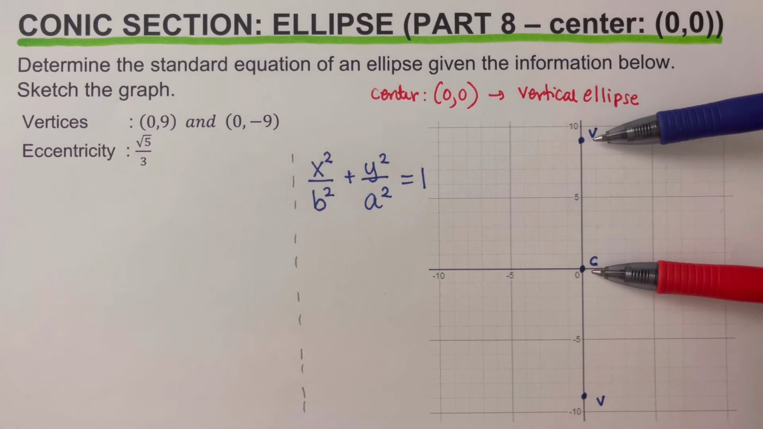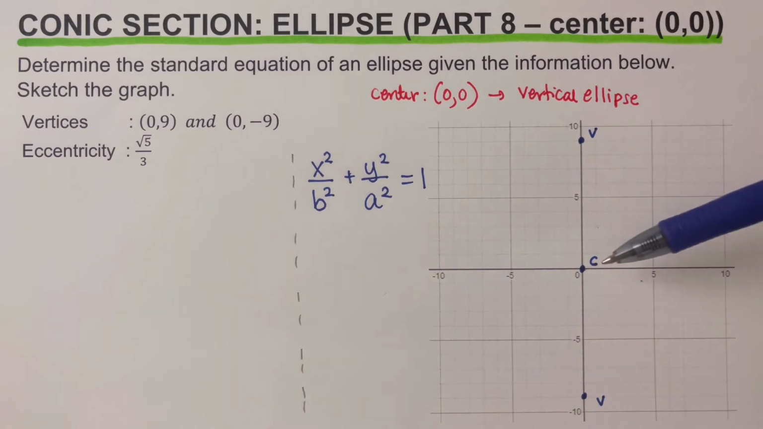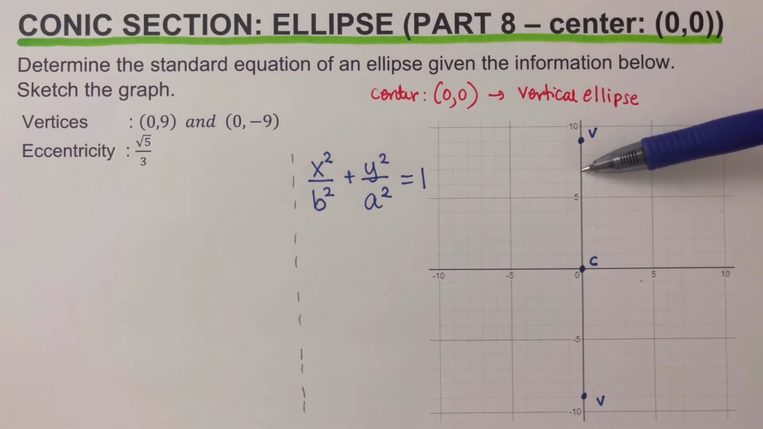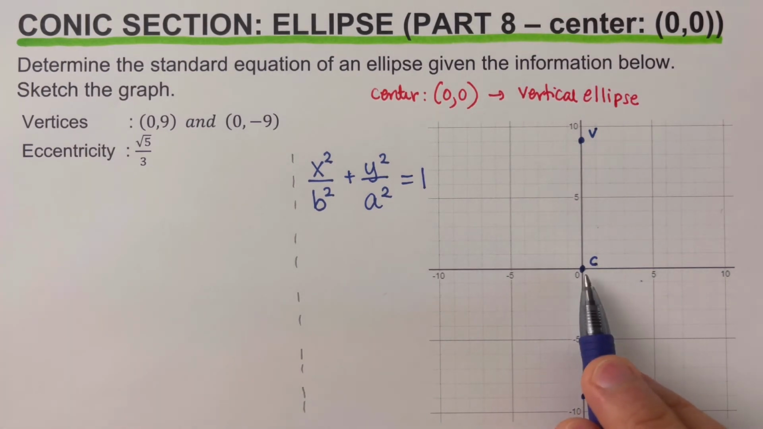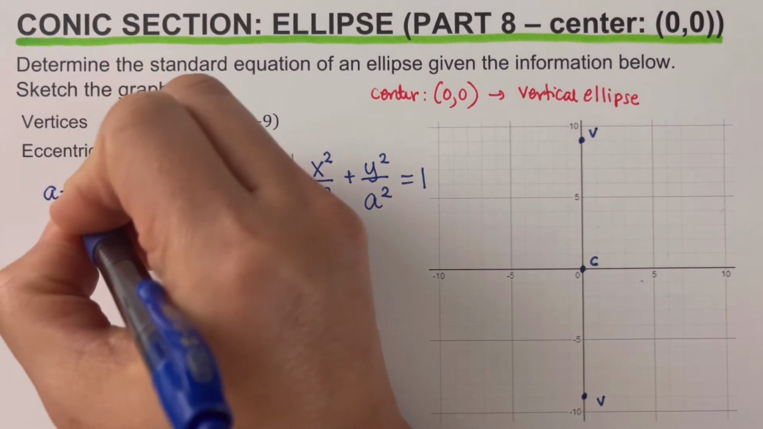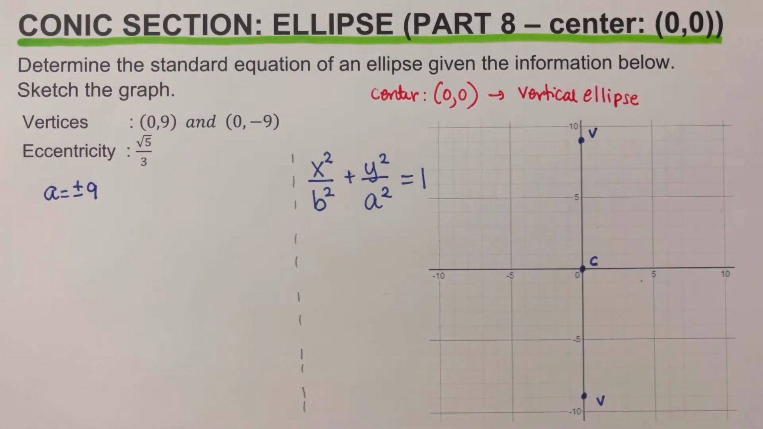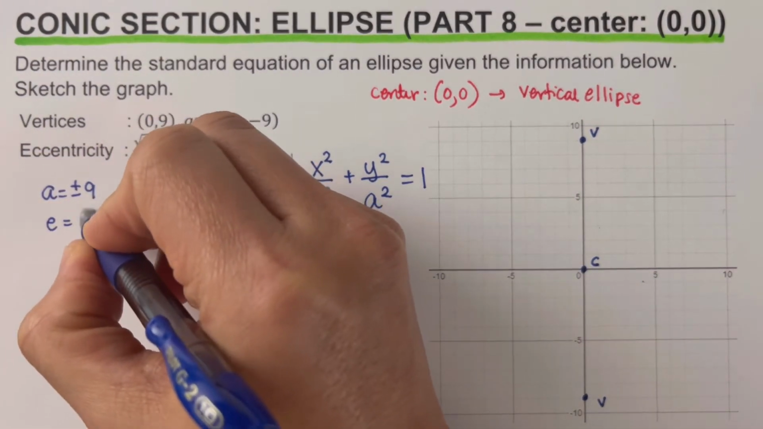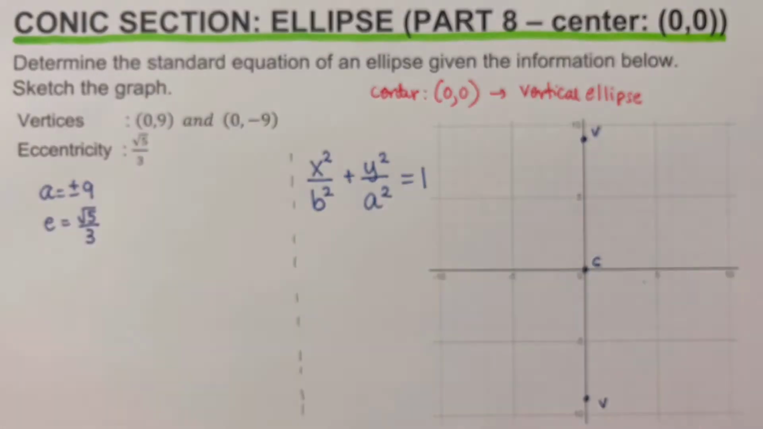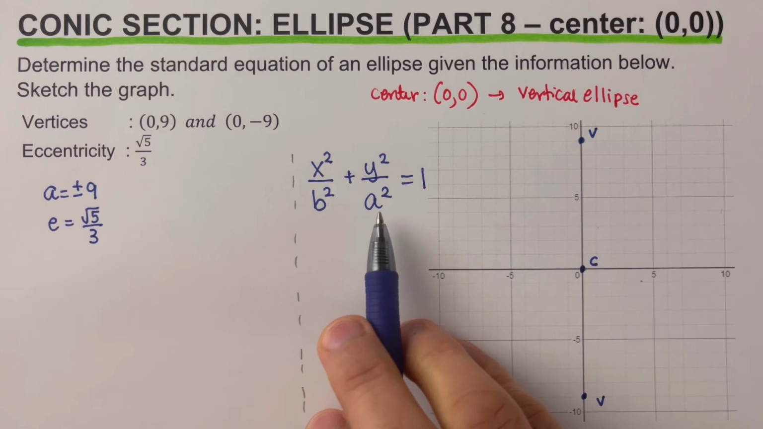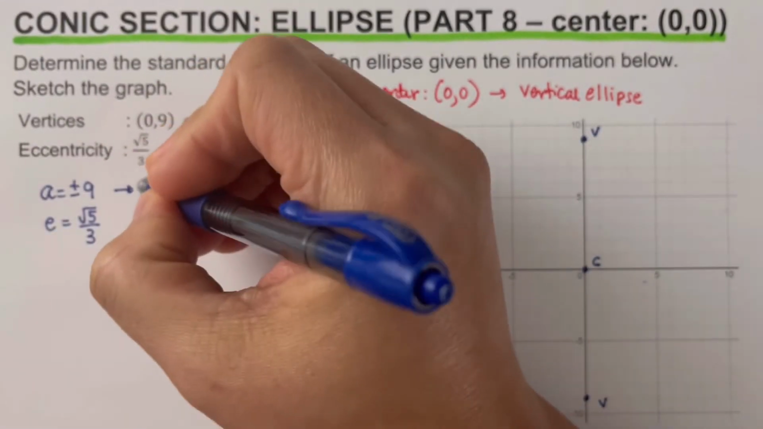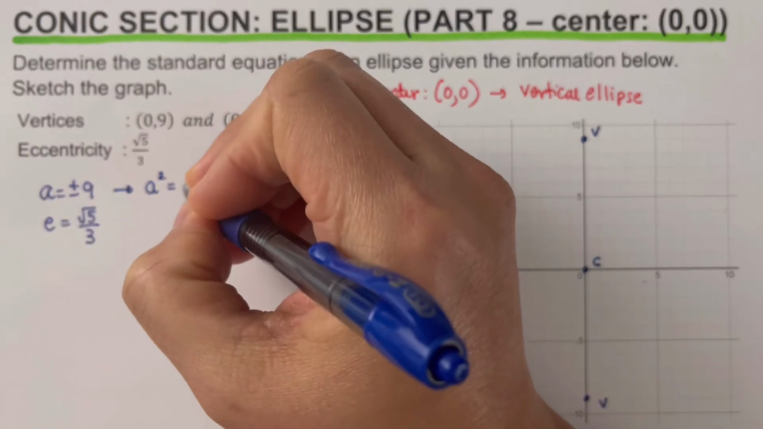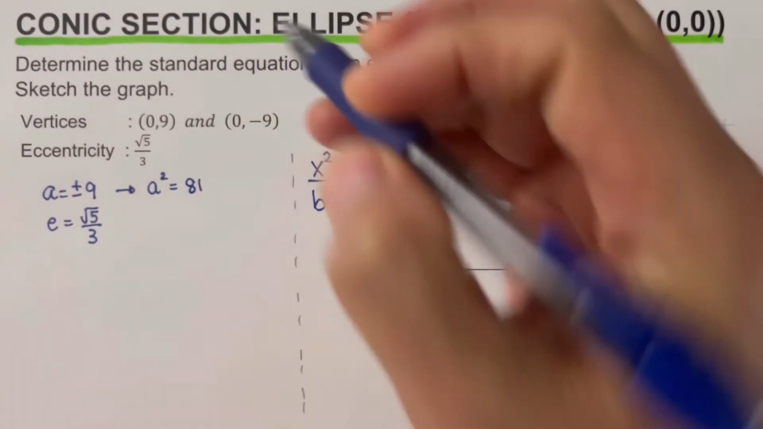We can use the distance formula to determine the distance between these 2 points, or we can count it from here. That would be 1, 2, 3, 4, 5, 6, 7, 8, 9. So our A, because again A is the distance from the center to the vertex, is actually plus minus 9. Other than that, we are also given an eccentricity of square root of 5 over 3. Now we can tell that we already have an a squared because we can go ahead and square this. Our a squared is 9 squared, which is 81. So we already have an 81 right here.